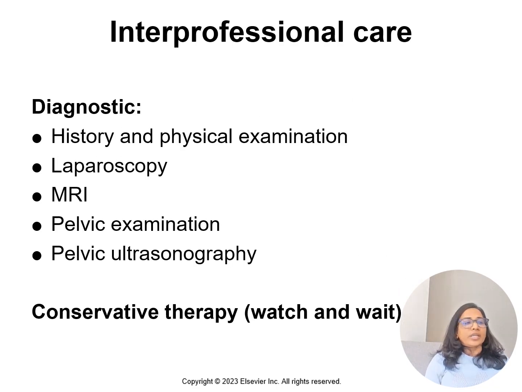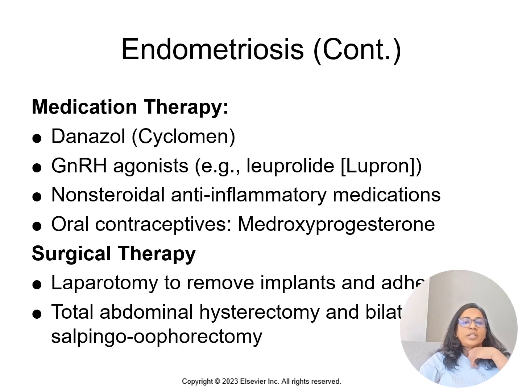The interprofessional care usually includes history collection, laparoscopic examination, pelvic examination, ultrasound, MRIs. Usually we don't treat endometriosis. It's a wait-and-watch kind of treatment. But if it's severe, then we start other types of treatment like medication therapy, Lupron. These are to reduce the functioning of the endometrium. Anti-inflammatory medication, and sometimes oral contraceptives, are given.